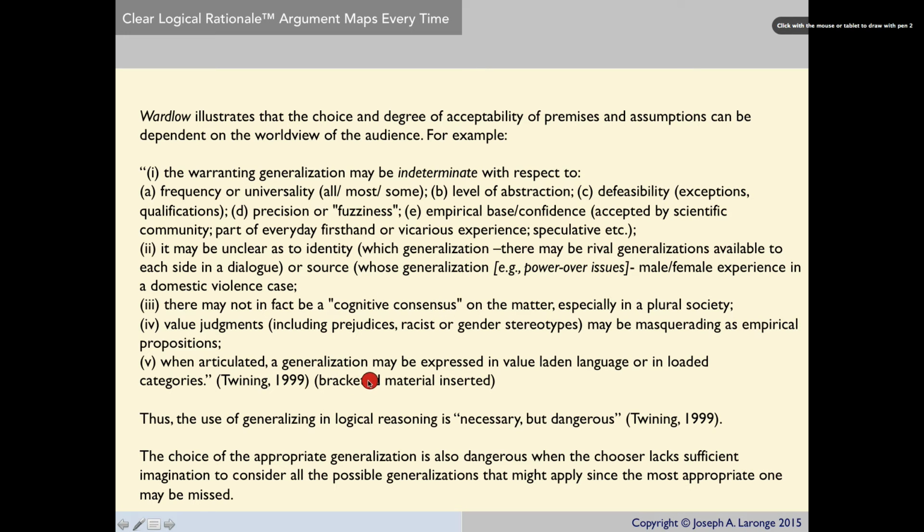There's problems with these. So, just like Twining points out, the use of generalizing in logical reasoning, which you can't avoid, is necessary, but it's dangerous. The other problem is that the choice of the appropriate generalization, or premise 2 on, is also dangerous when the chooser lacks sufficient imagination to consider all the possible generalizations that might apply, since the most appropriate one may be missed. This is something you can come back and look at at your leisure.